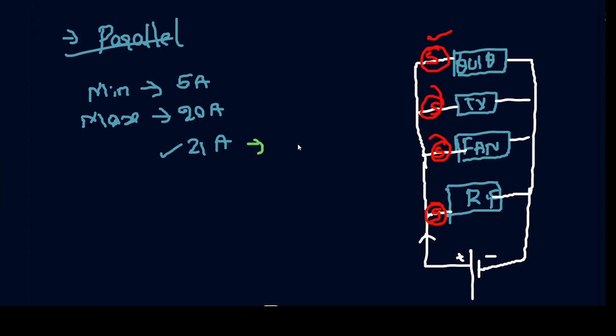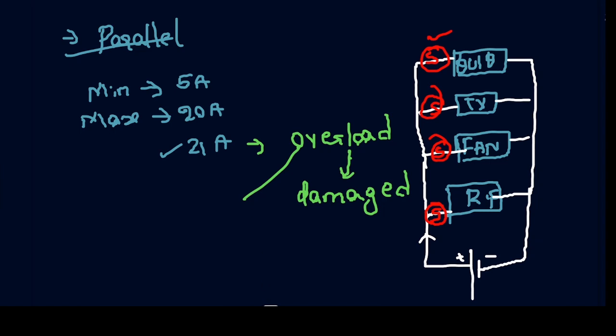All the appliances feel overloaded. This situation is called overload. Overload means the appliance experiences electric current more than its limit, right? So that is the case of overload. In this case, all the electric appliances got damaged. So to avoid this problem, we need to use one more electric appliance called a fuse.